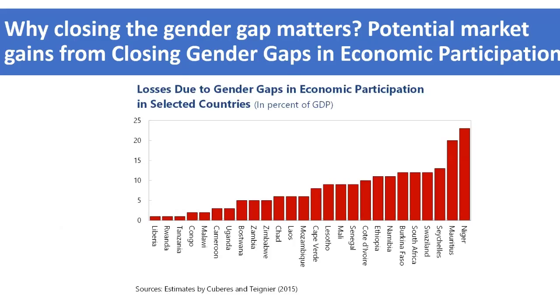So we talk about gender gaps and gender inequality, but why do we need to address this issue? Potential market gains from closing gender gaps in economic participation. This graph shows the losses due to gender gaps in economic participation in selected countries. We see, for example, for Niger, almost 23% of GDP is lost every year due to gender gaps in economic participation. If the country managed to close the gender gap, it would gain this 23% of GDP, which is huge. And we see high levels for several countries in the sub-Saharan African region.